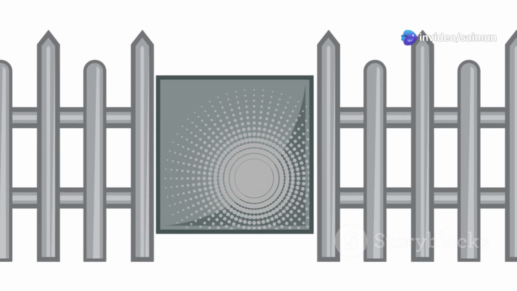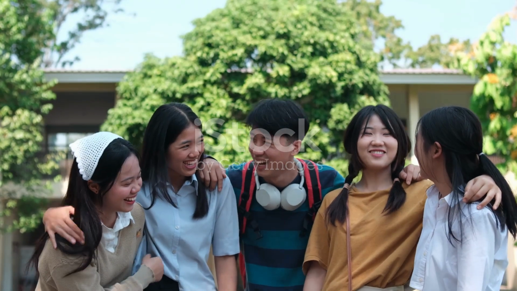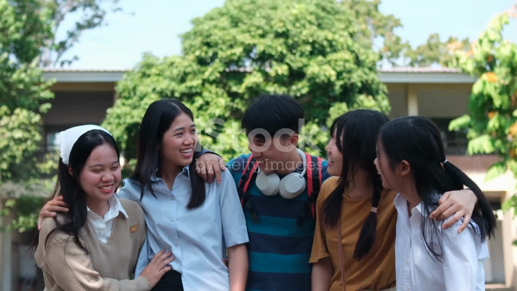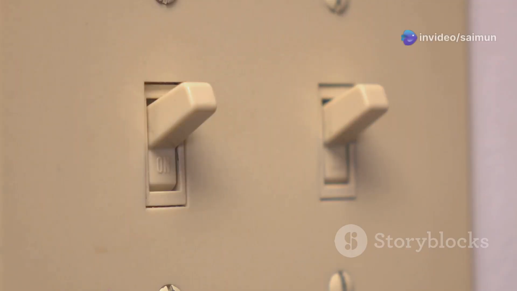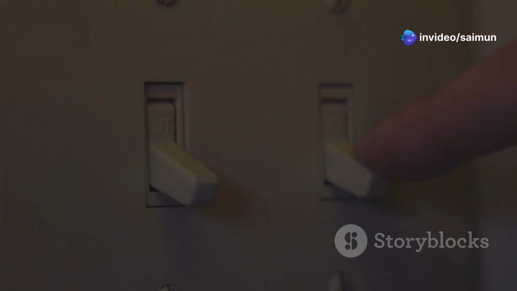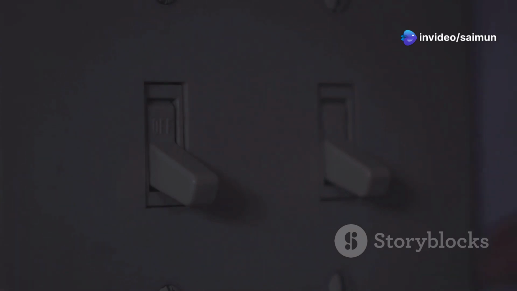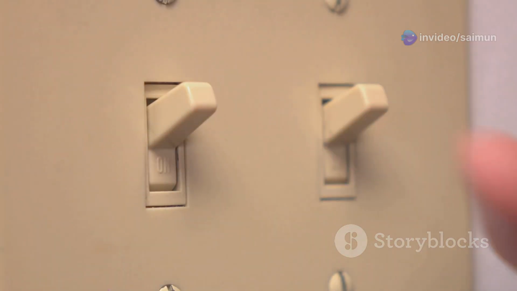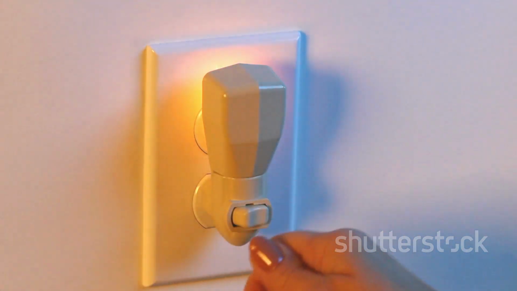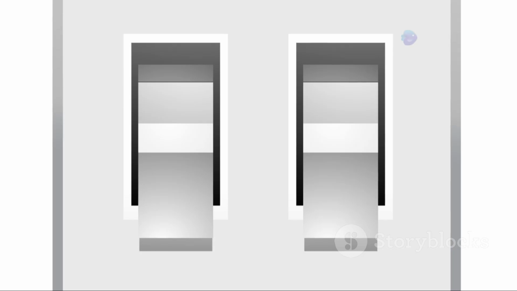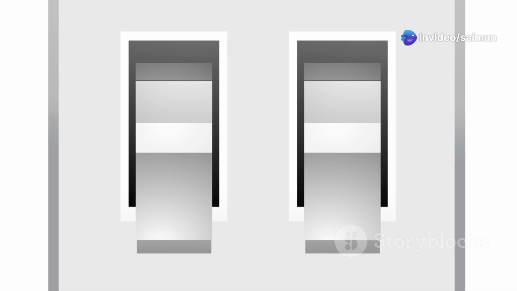Next up, we've got the OR gate, the inclusive friend of the group. Unlike the AND gate, which needs all inputs to be true, the OR gate is happy as long as at least one input is true. Think of it like this. You want to turn on a light and you have two light switches connected to it. If either switch is flipped on, the light turns on. It doesn't matter if both are flipped or just one. As long as there's at least one input, the output is a go.